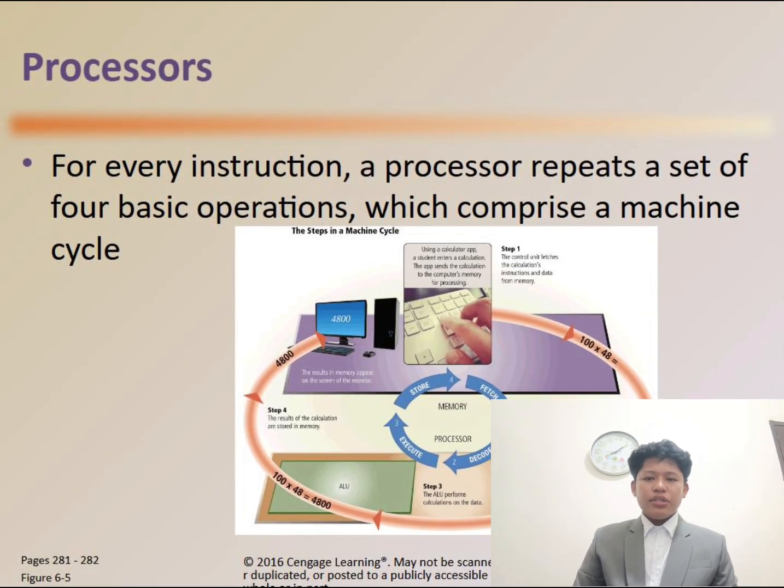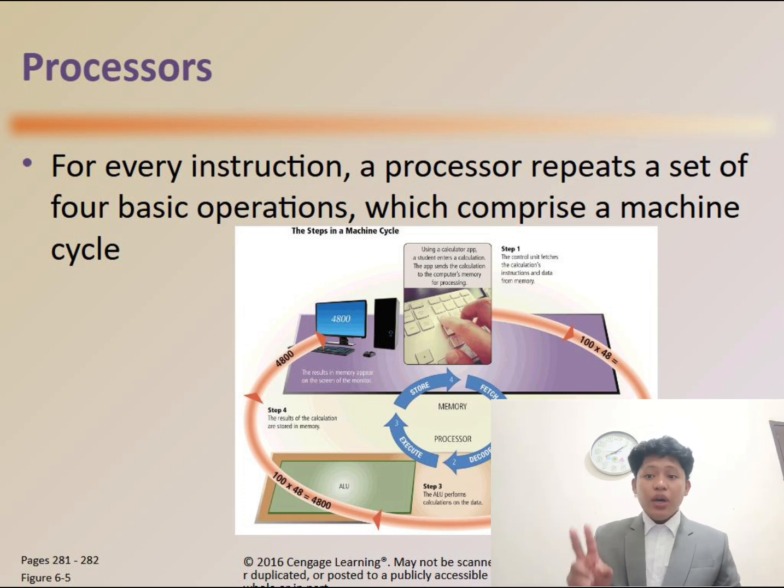Every instruction the CPU processes follows a machine cycle, four steps repeated at lightning speed: fetching, decoding, executing, and storing data. Step 1 is fetching. The control unit fetches the calculations, instruction, and data from memory.